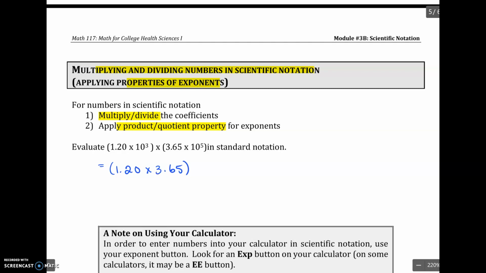3.65 times 10 to the 3 times 10 to the 5. So when I do 1.20 times 3.65 in my calculator, I get 4.38. But then think about what is happening when you have the same base and you're multiplying. What do you do with the exponents? Remember your exponent rule. You're going to add the exponents. So this ends up being 10 to the 8.